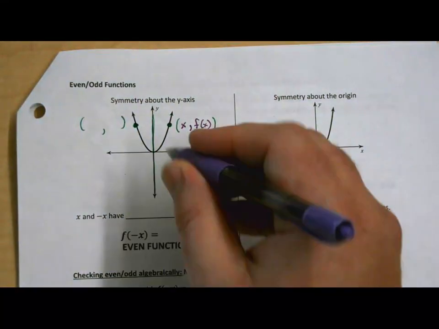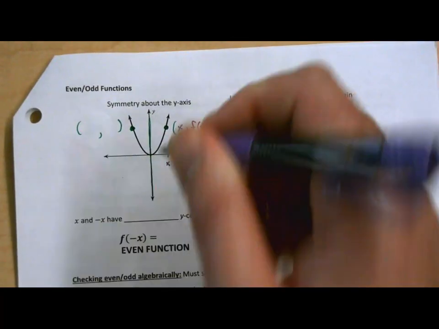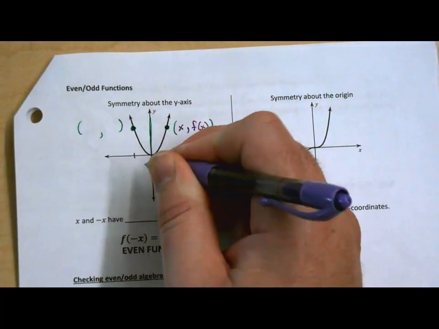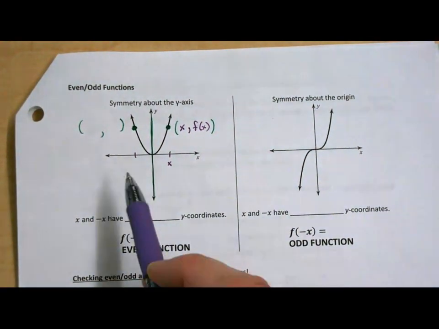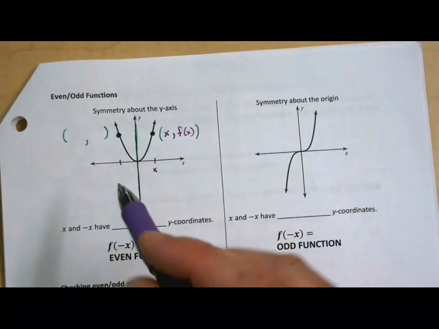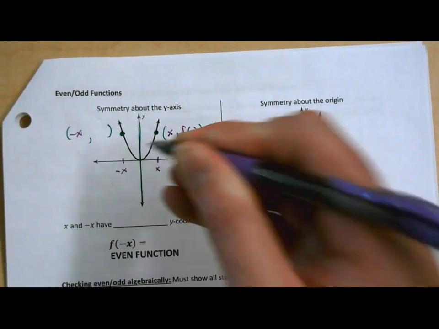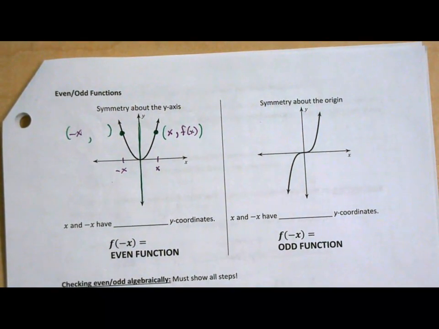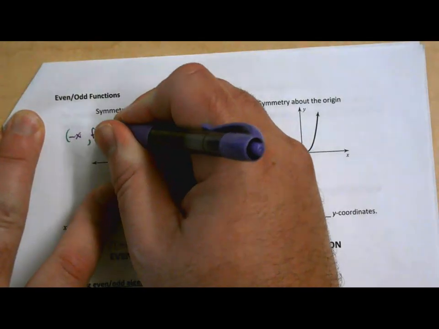Now help me out. If this point over here has a coordinate of positive x, this one should be the same distance away but on the other side, right? So what's the x coordinate over here? It would just be negative x. So it would have an x coordinate of negative x, so then its y coordinate would be f of negative x.